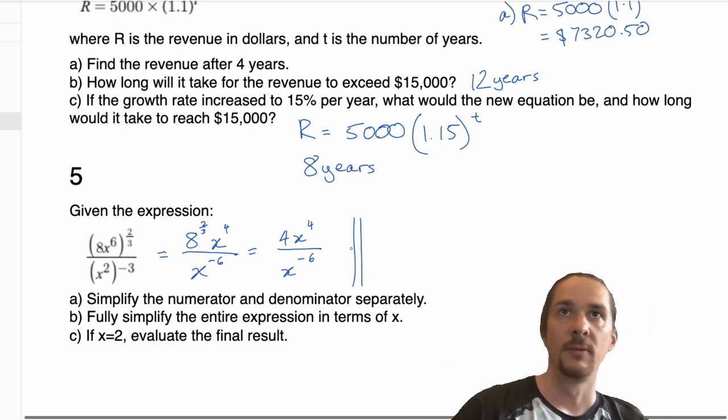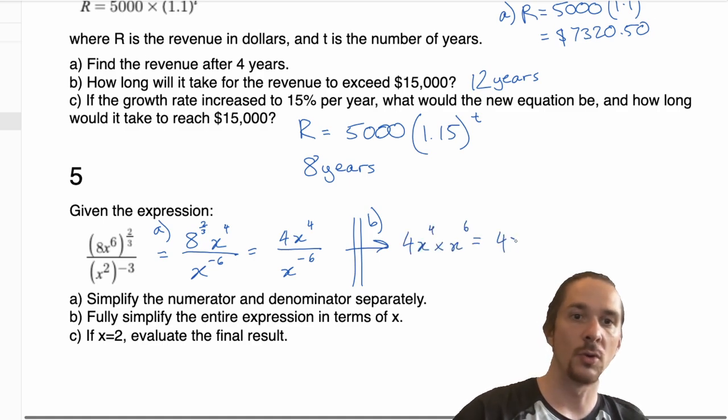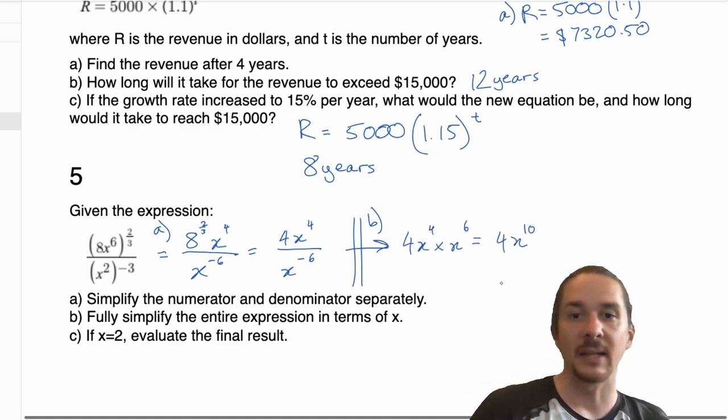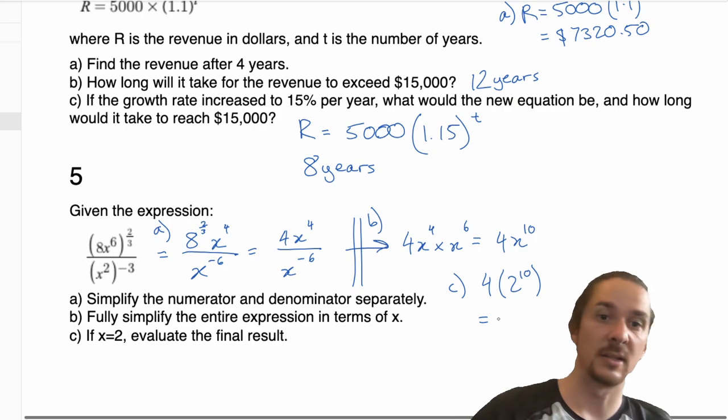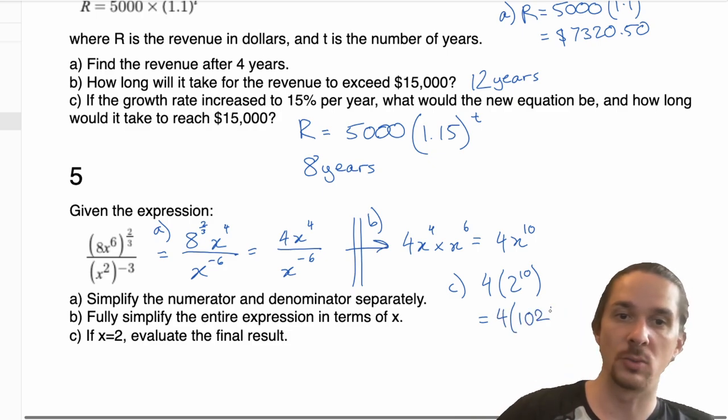So this was for part A. For part B, all we're going to do is we're going to say that's 4x to the 4 times x to the 6, or in other words, we have 4x to the 10. Finally, we say if x equals 2, evaluate the final result. Well, that would be 4 times 2 to the 10. And I already told you 2 to the 10 is 1,024. So that's 4 times 1,024, or in other words, is going to be 4,096.